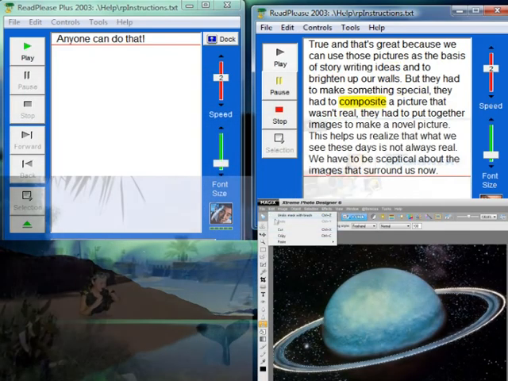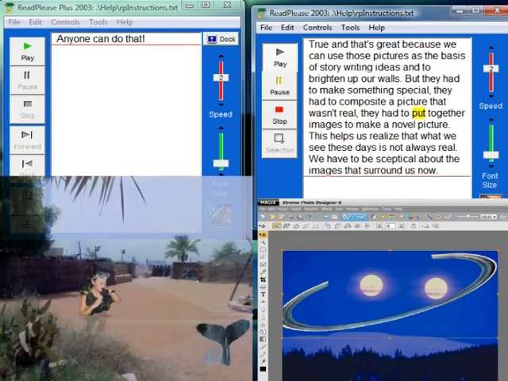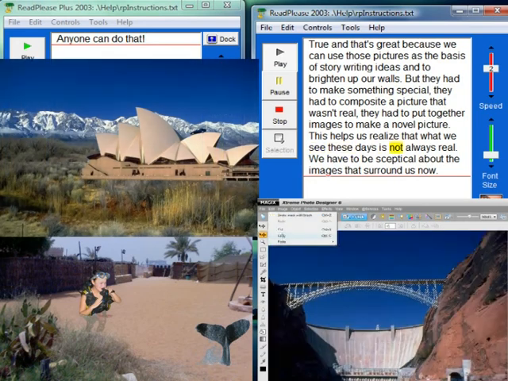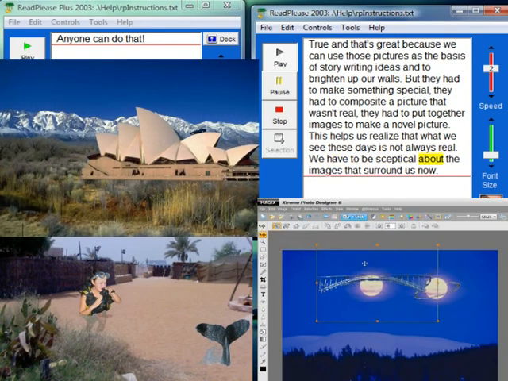They had to composite a picture that wasn't real. They had to put together images to make a novel picture. This helps us realize that what we see these days is not always real. We have to be skeptical about the images that surround us now.